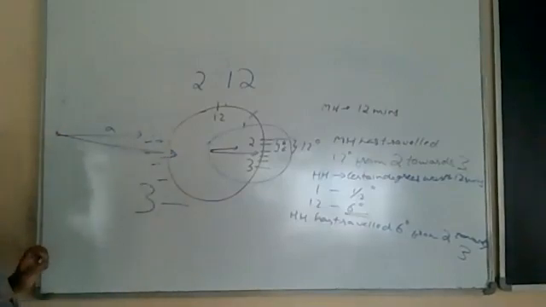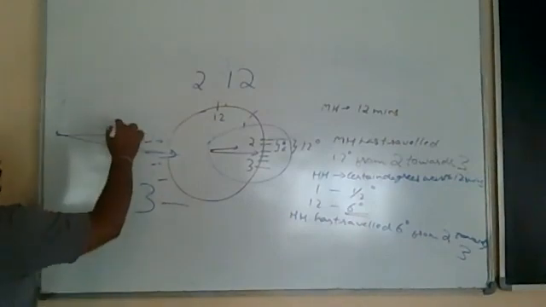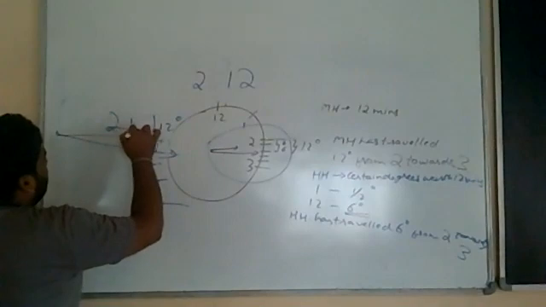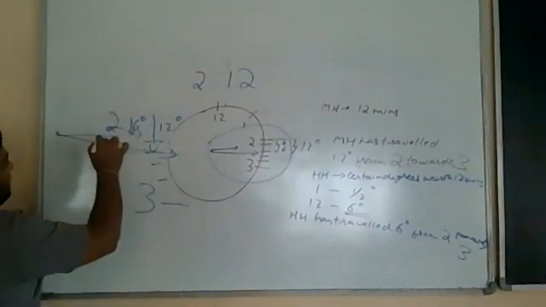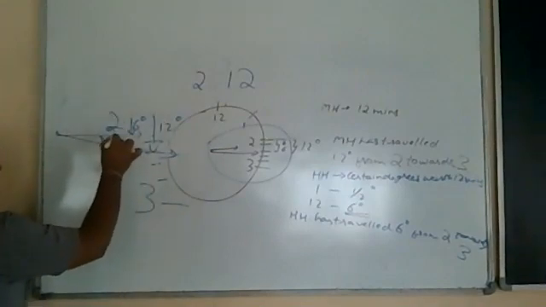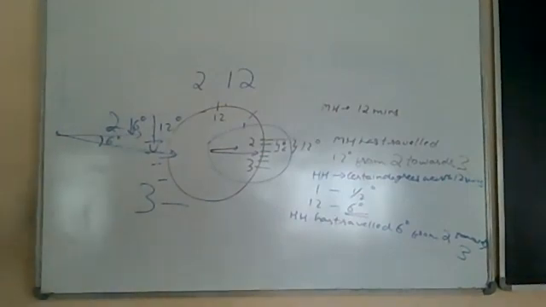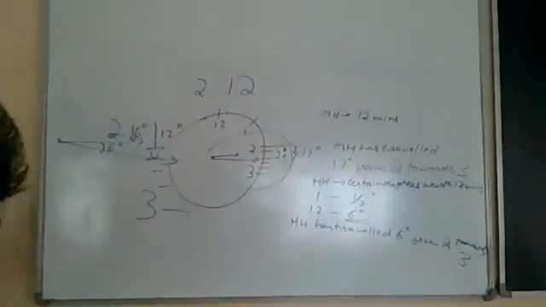Yes or no? Then from 2, it has traveled 12 degrees, whereas the hour hand has traveled only 6 degrees, and that difference will again be 6 degrees only. Is this okay? Yes, sir.